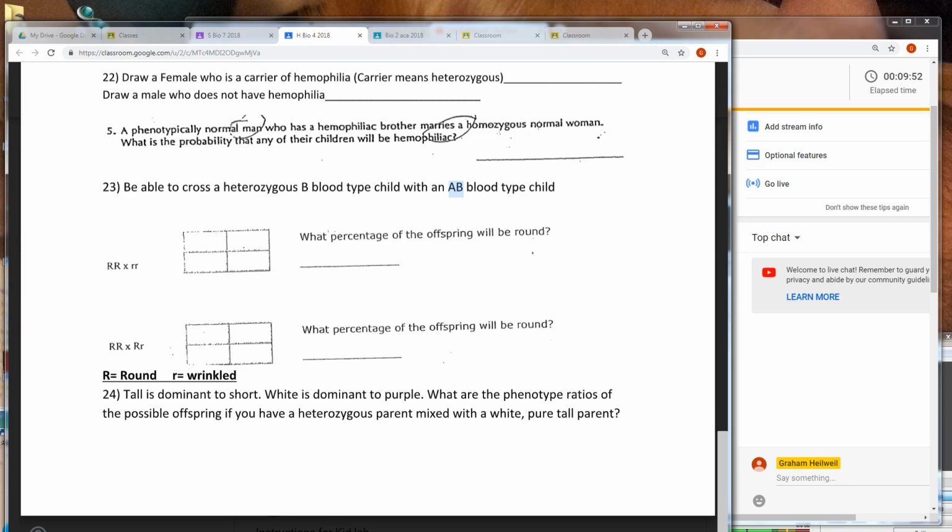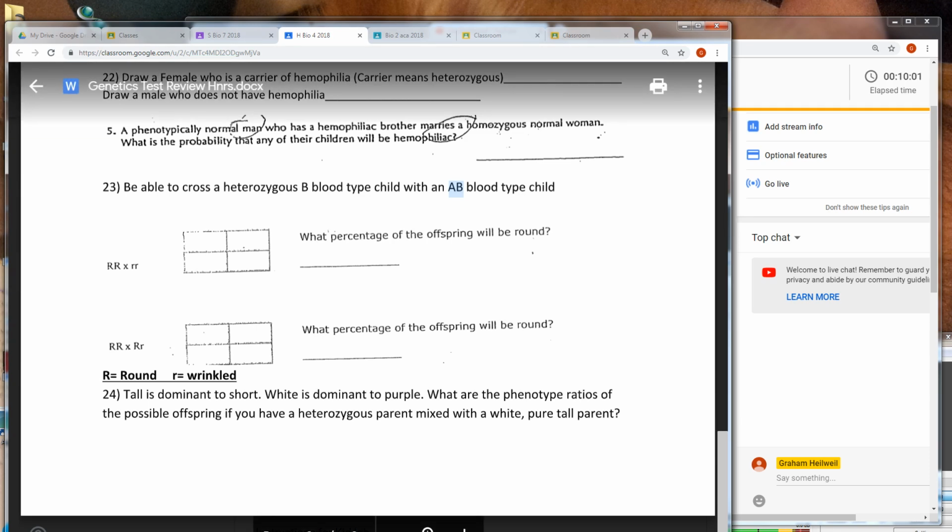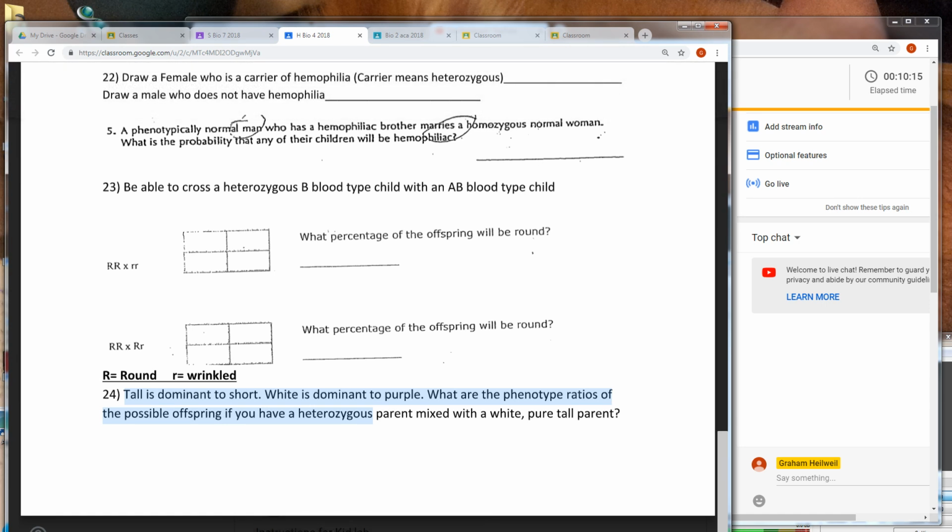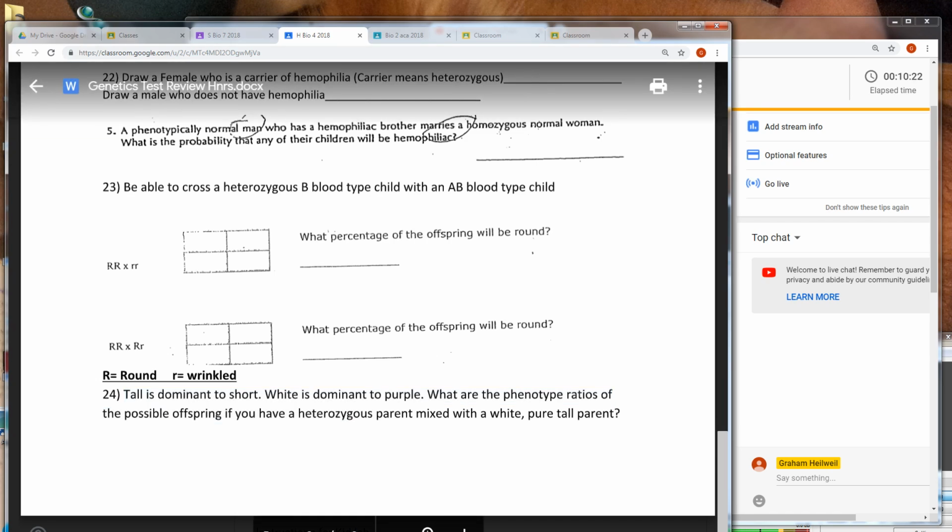Tall's dominant, short, white's dominant, purple. What is the phenotype ratio? Okay, so you'd have to do a 16 square Punnett square on this, and you could come up with your own genotype letters. R equals round, r equals wrinkled. That goes with this up here. So for this, you could do T's and, I don't know if you want to do W. W kind of stinks. Capital W looks the same as lowercase w, so it's up to you what you use. Let's go with T's and B's because that looks pretty good.